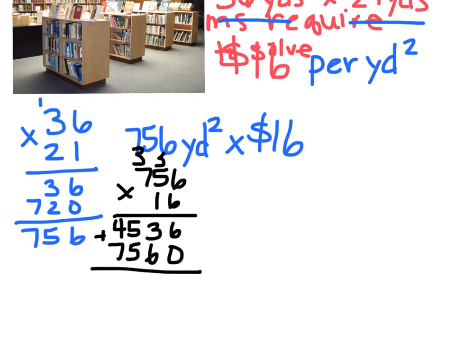Let's add these guys together. 6, 9, 10, and 12. So the total cost of carpeting the floor is $12,096.